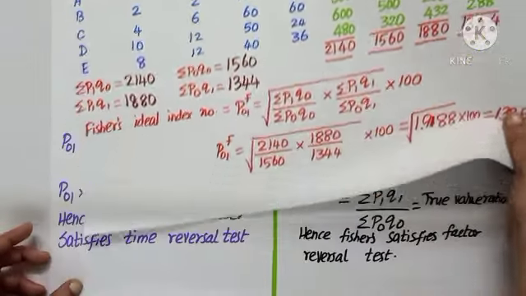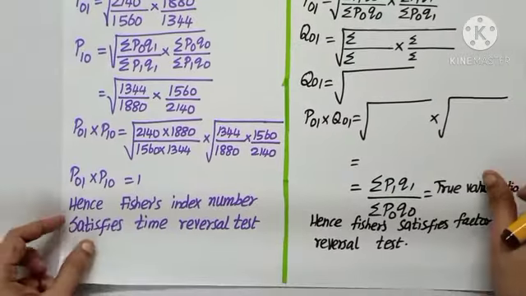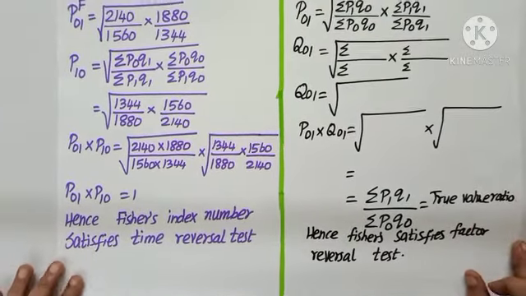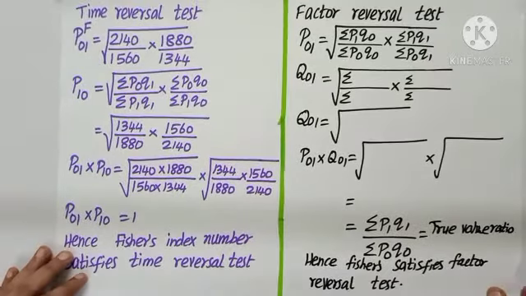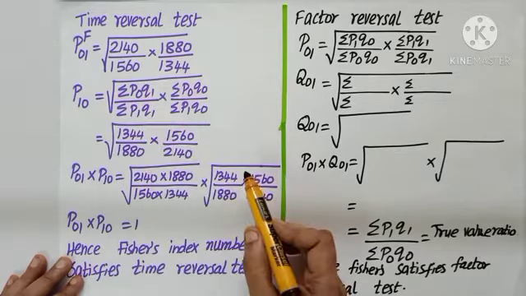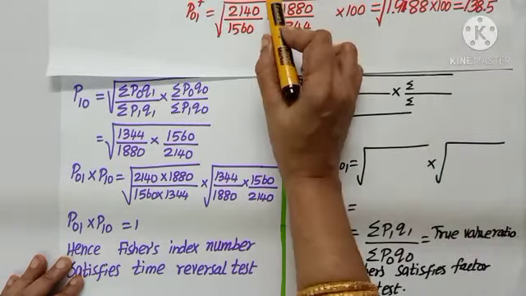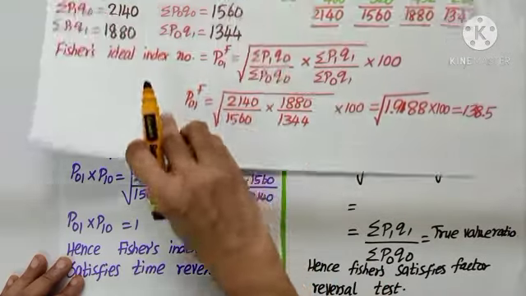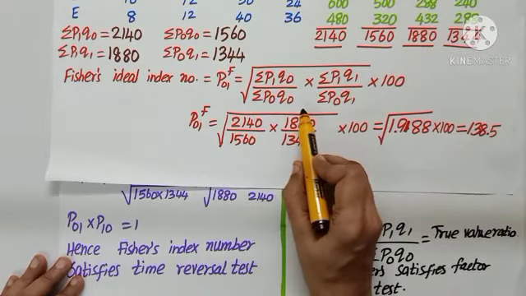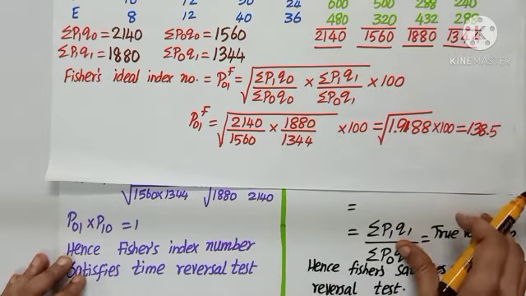How are we going to show that? Time reversal test. What is the formula? We write the time reversal test, the given index number as it is. What is the index number? P1 Q0 by P0 Q0, P1 Q1 by P0 Q1.